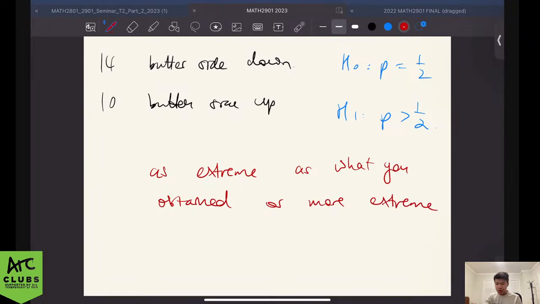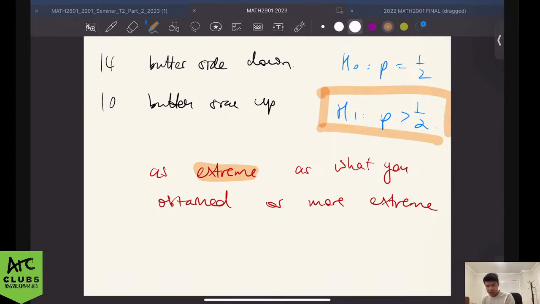Extreme is a really ill-defined word, but what I mean is something that supports the alternative hypothesis. In this example, you've got 14 landing bottom side down. Something as extreme as that would be 15 landing bottom side down, because you've got more evidence rejecting the null. So in this case, first of all, our test statistic is equal to the number that land bottom side down.